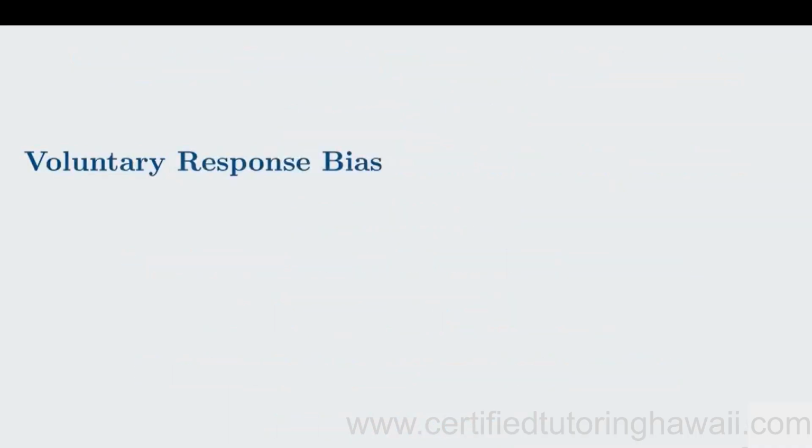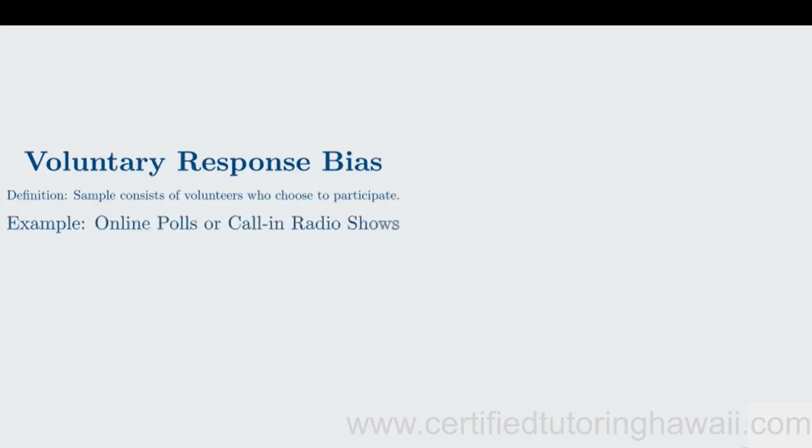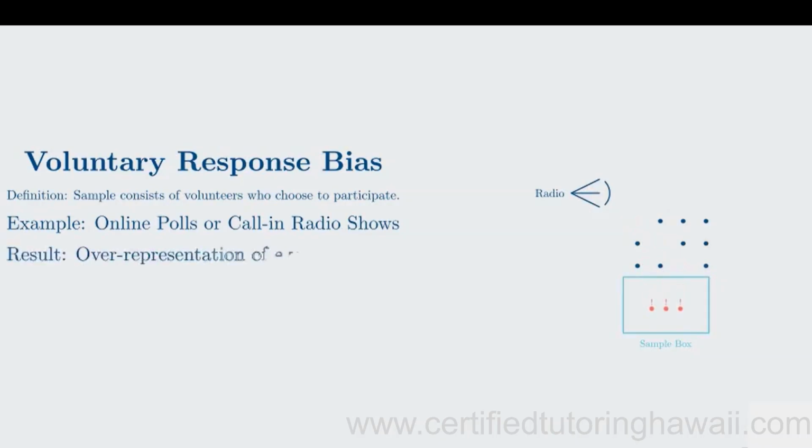Let's start with a very common issue: voluntary response bias. This occurs when a sample consists entirely of people who choose themselves to be part of the study. Think about a radio host asking listeners to call in and vote on a controversial new law. People with strong opinions, especially negative ones, are much more likely to volunteer their time to respond. Because the sample isn't chosen randomly, it doesn't represent the general population. It only represents the people who felt strongly enough to participate. This is a non-random sampling method that almost always introduces bias.